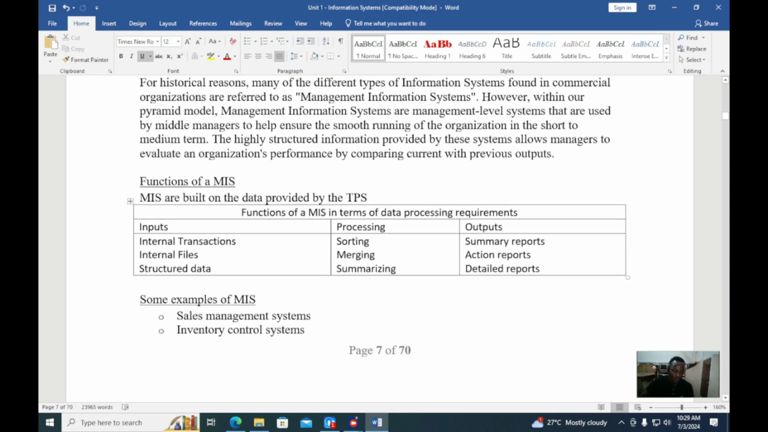So what inputs do they take? They take internal transactions, they take internal files. Where do we get these internal transactions from? Of course, from the transaction processing systems. Then we get internal files from the transaction processing systems. We get structured data from the transaction processing systems. And then they sort that data, they merge that data, they summarize that data. And when they do that, what they get is summary reports, action reports, and also detailed reports.